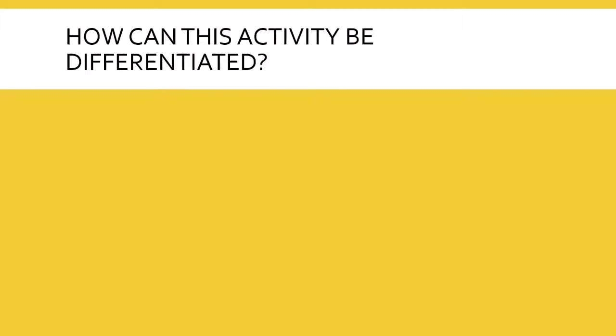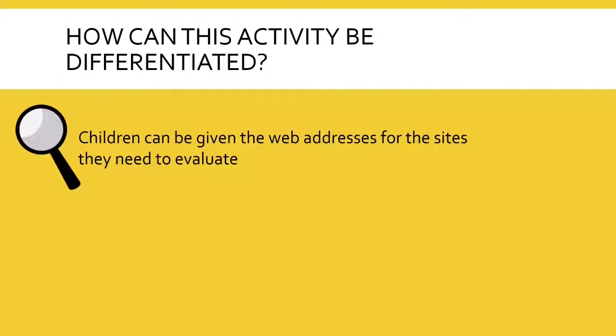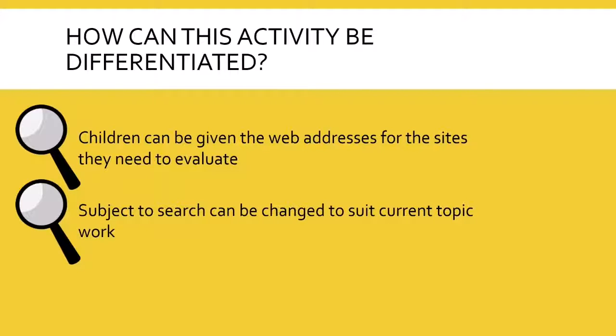This activity can be differentiated in many ways, including providing the web addresses of certain sites or pages. You may find examples of good and bad sources for the class to explore and compare. The search subject can be changed to suit current topic work or information for certain subjects. It can be changed to even suit the class's interests. The activity is flexible to suit any subject.